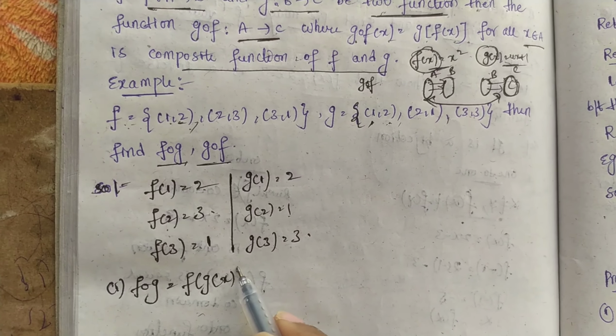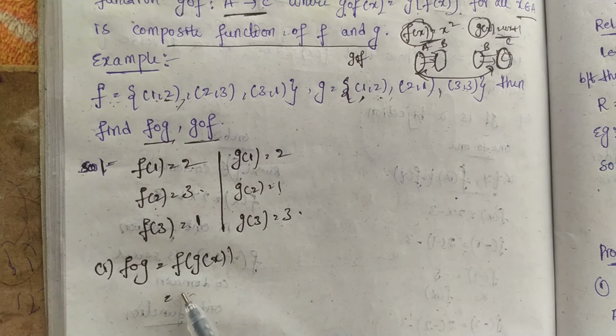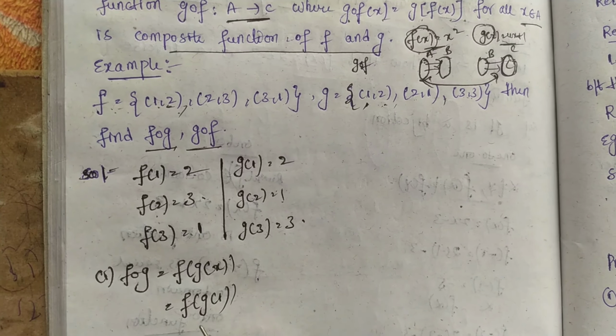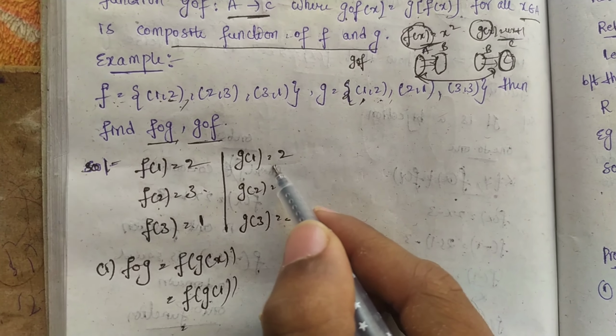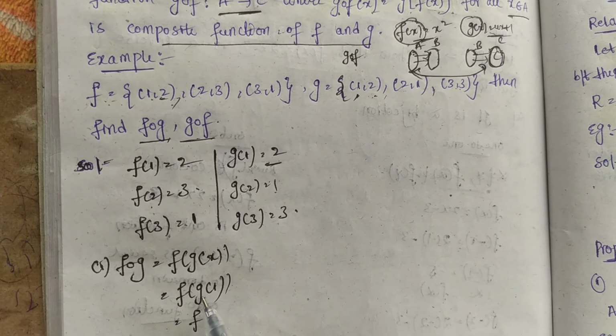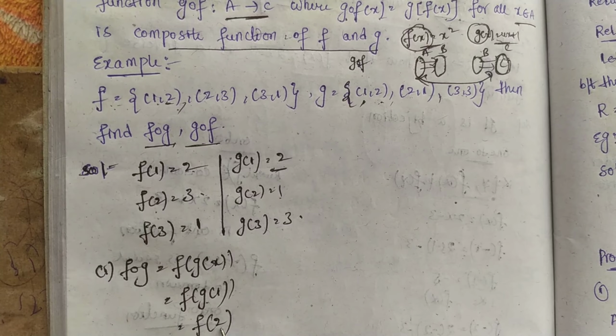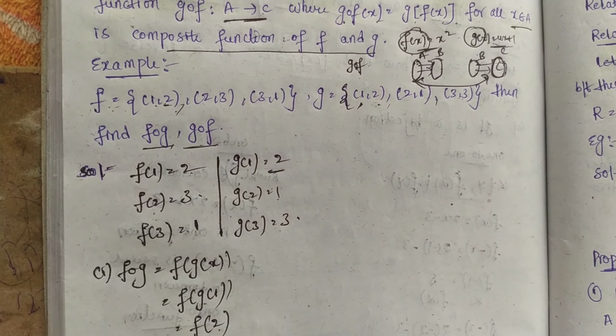x. So here first of all place f of g of 1. What is g of 1? G of 1 means we have value 2. So here f of 2 means value we have 3.